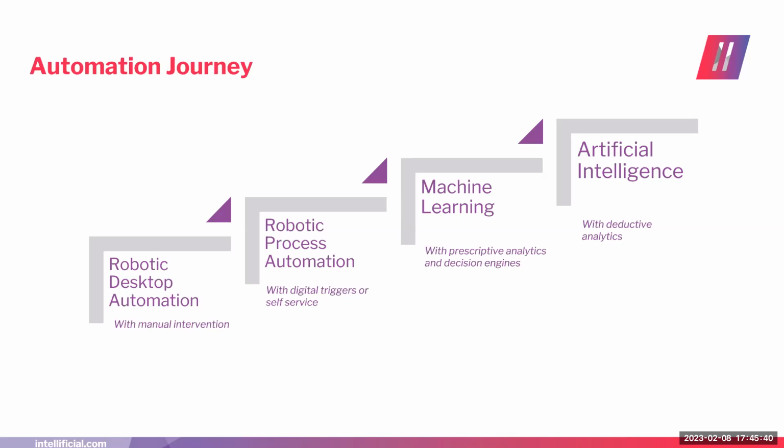But machine learning and artificial intelligence are based on prescriptive and deductive analytics. There are a lot of other analytics, like predictive and descriptive analytics as well. But to be short, what should be done is all about prescriptive analytics, and what has happened and what will happen is all about deductive analytics.